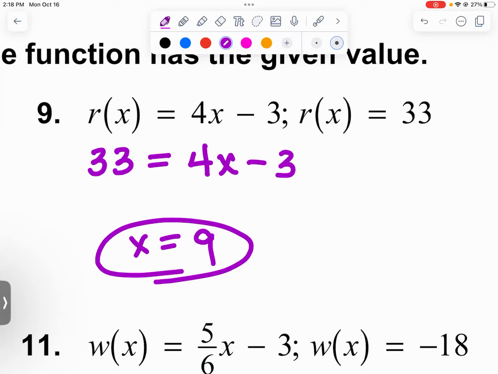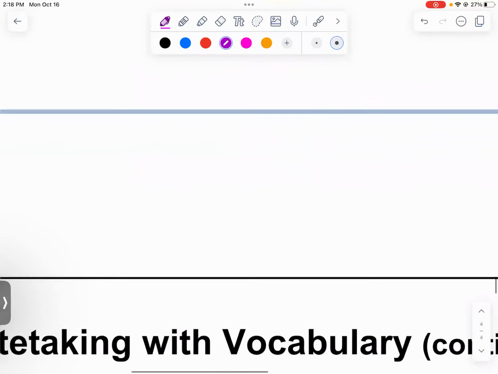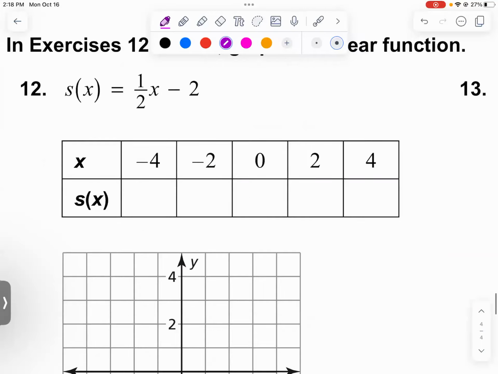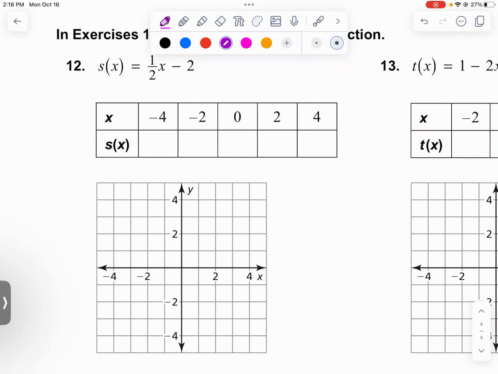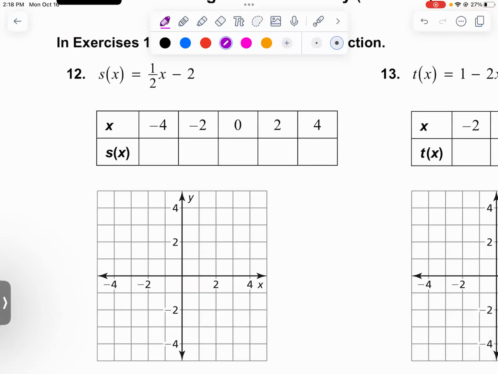Now, after our quiz, we are going to spend a lot of time graphing lines. So we're going to get a little intro to that here. Next page, we're going to look at number 12. I want to graph S of X equals 1/2 X minus 2. So I have some inputs where we're going to get outputs and be able to graph them. Now, Ian has already let us know that if we have a linear function, we are going to see what? A constant rate of change.